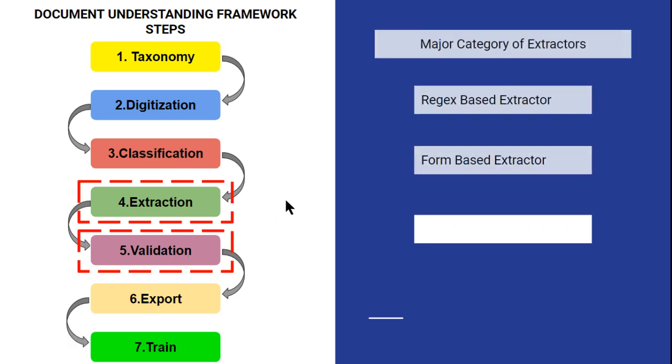So let me tell you, extraction means you are extracting data from the document. You have classified, you got to know it is an invoice or a receipt, or what kind of a document it is in the classification step. Now in the extraction step, you have to extract the data. Now there are three different major categories of extractors. One is the regex based extractor, the form based extractor, and the machine learning extractor.